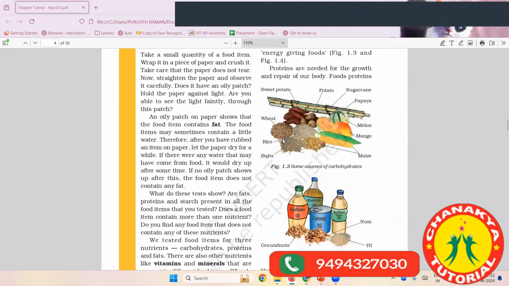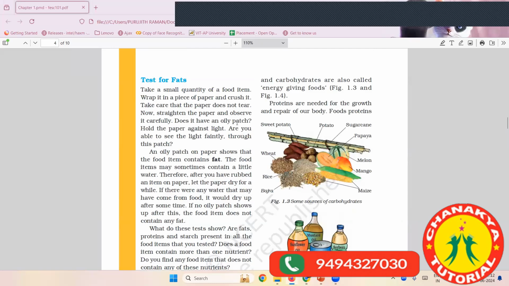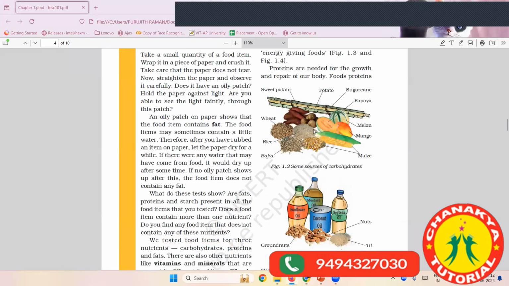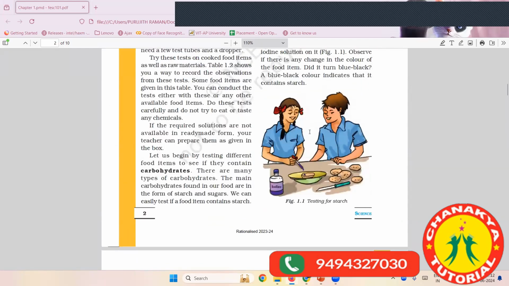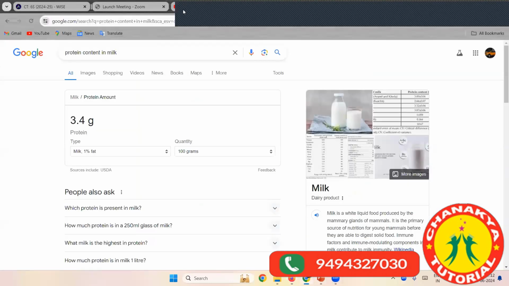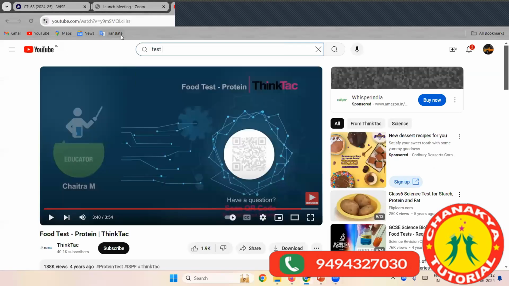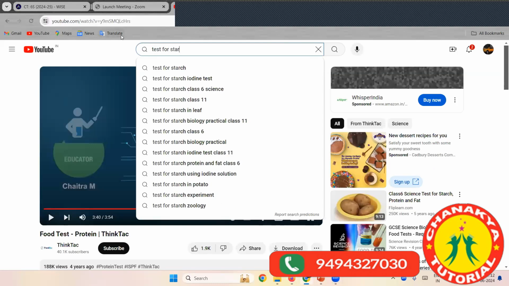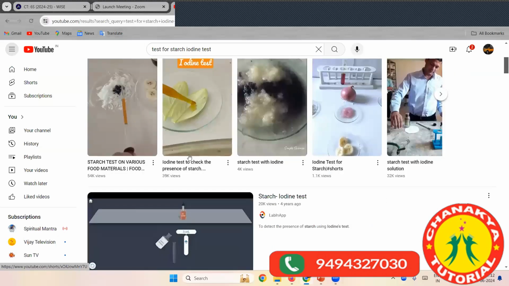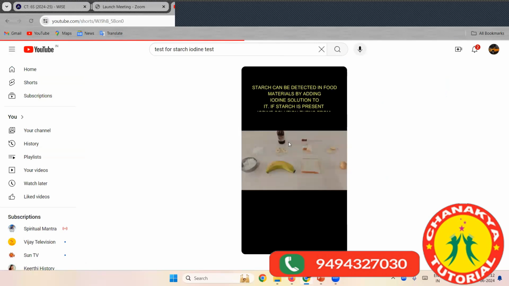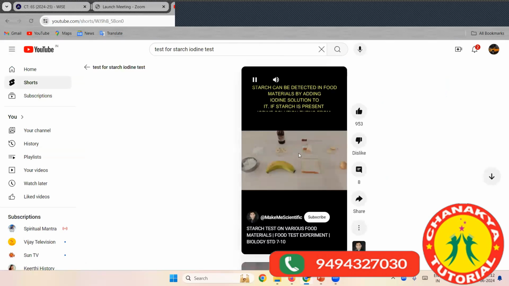Now, test for starch. The test for starch, we'll see it tomorrow, okay? Mom, next is test for fat. Yeah, fat only, I'm also telling about fat only. It's very easy. We'll see a video also for that. We don't need copper sulfate, caustic soda, or dilute solution of iodine. We just need one item and paper. Actually, all the tests are easy. Just watch this video.